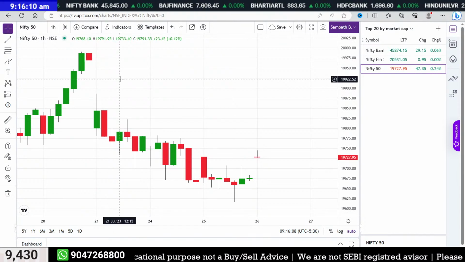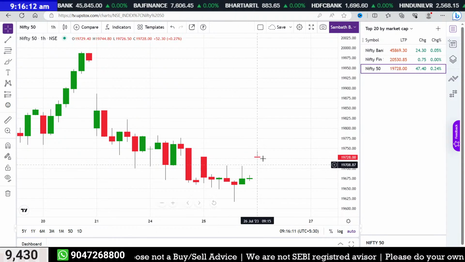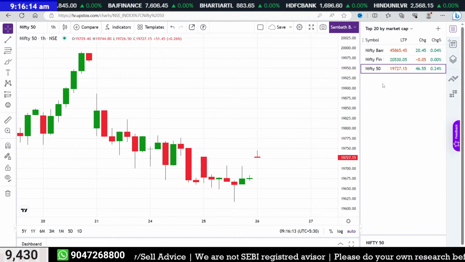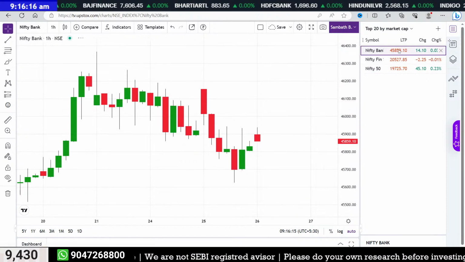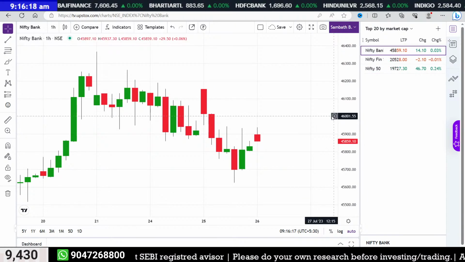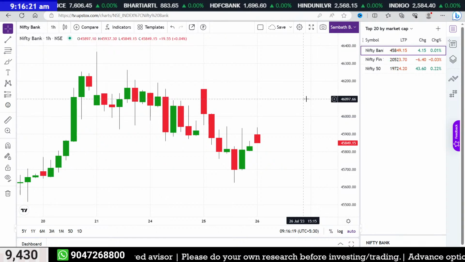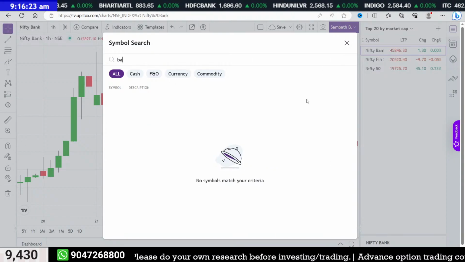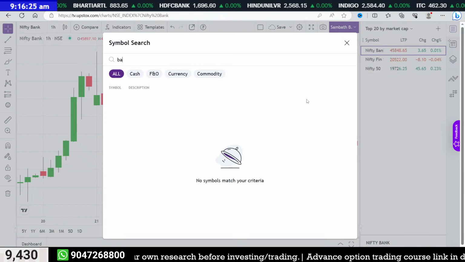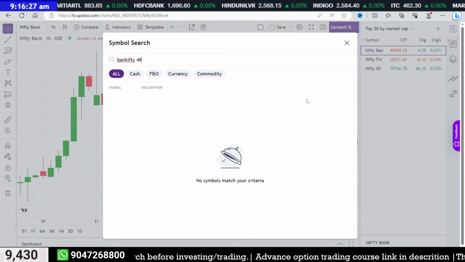So what is happening again today? Nifty started from a slight gap up of 20 points. Bank Nifty has now turned negative. So what should be the strike price? 48,900 is the current price.